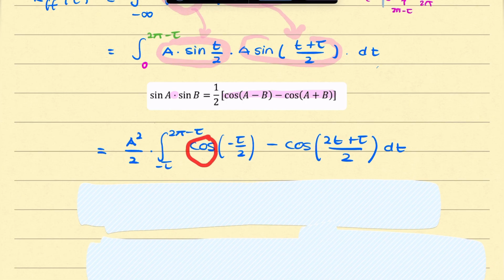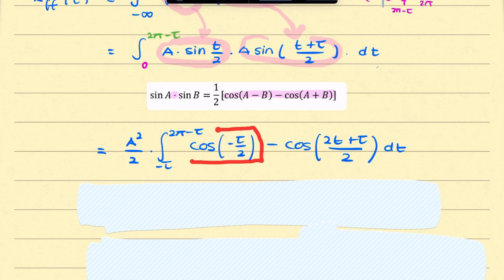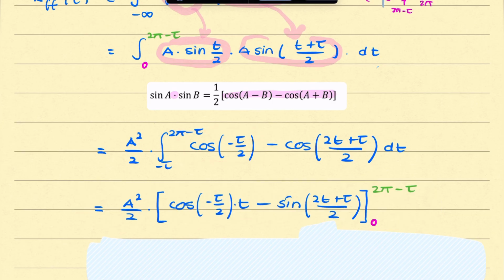Now, integrating a cosine is simply a sine, and then you divide by the coefficient of t. In this case, you don't have a t, so this actually isn't a cosine. This is just a constant, because there is no independent variable here. There is no t. So you treat this as a constant, but you treat this as a cosine.